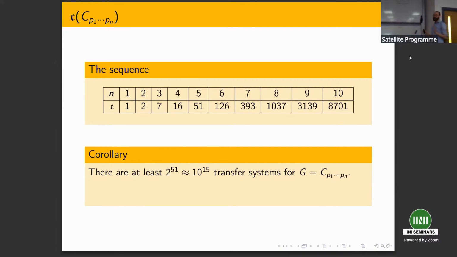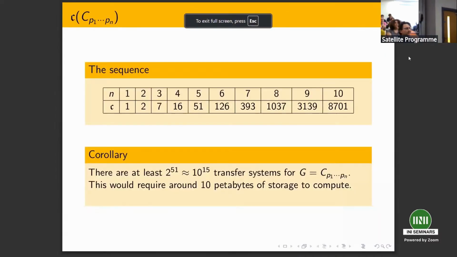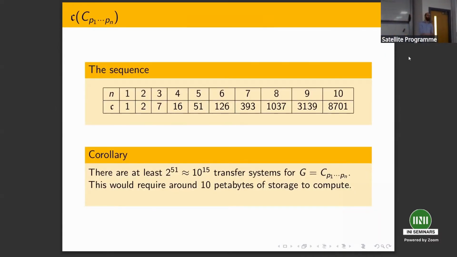You say, let's be really, really generous and say I can store the entire data of the transfer system as a single bit. Obviously not. So it stores a single bit. There's still about 10 petabytes of storage. This ain't happening. I mean, we're not getting this number. So the story ends for square free cyclic groups.